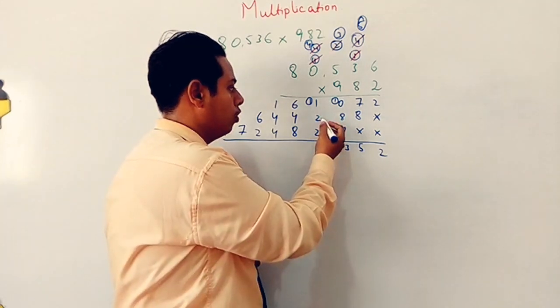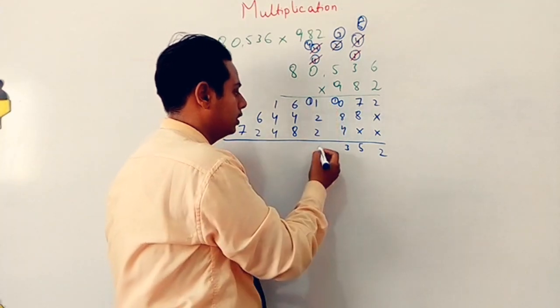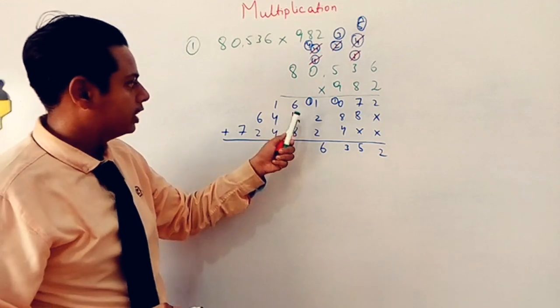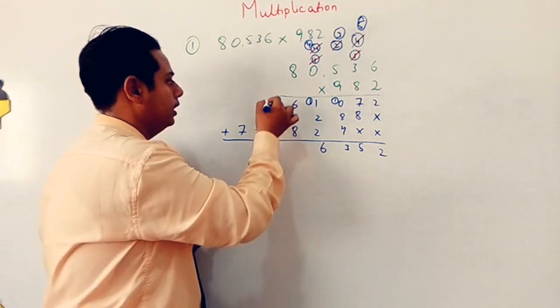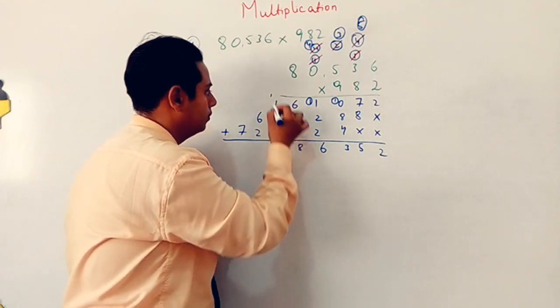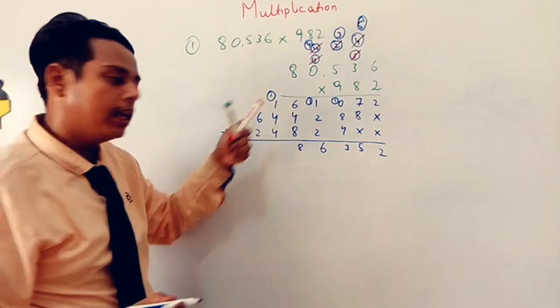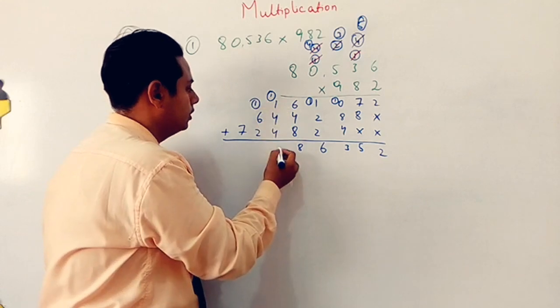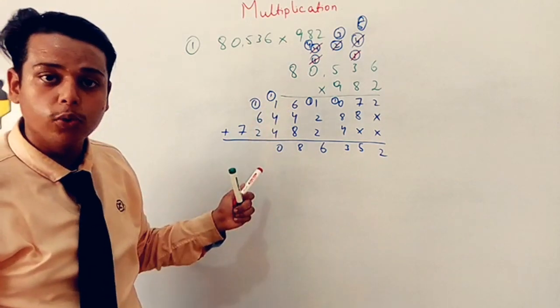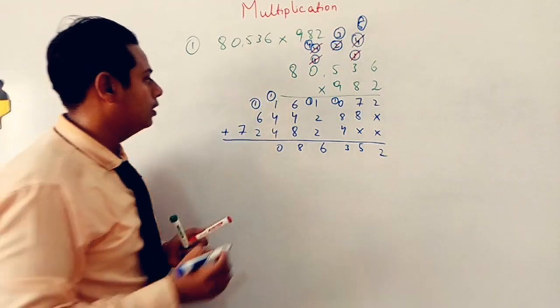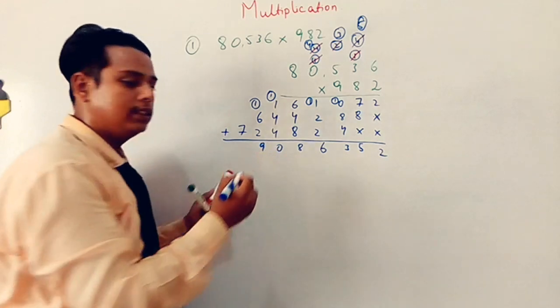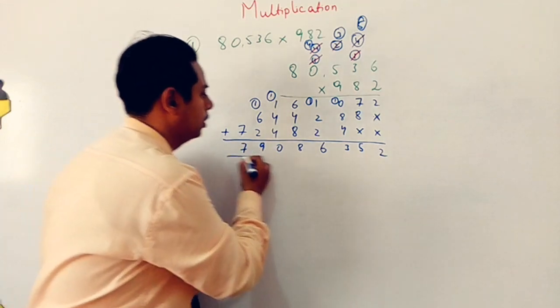Now 2 plus 2, 4, 4 plus 1, 5, 5 plus 1, 6, 6 plus 4, 10, 10 plus 8, 18. 4 plus 4, 8, 9, 10. 1 as a carry and 0 over here. 6 plus 2, 8. 8 plus 1, 9. And 7 as the last one.